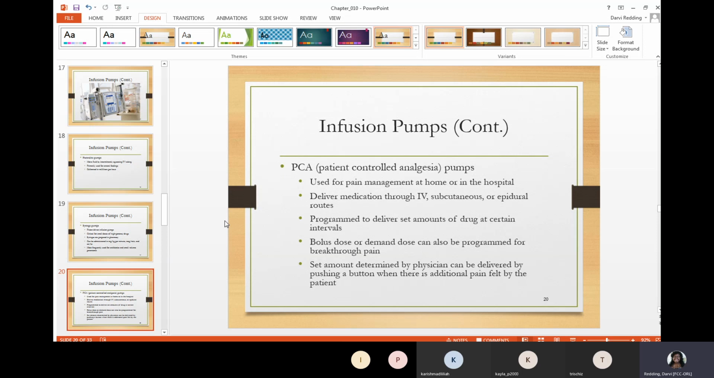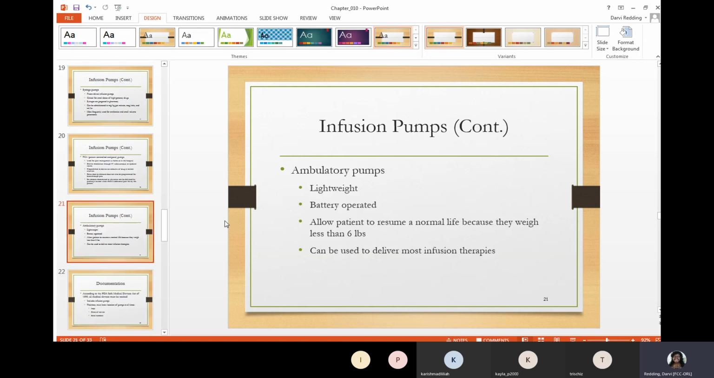Now, when it comes to the PCA pump, you have a bolus dose or a demand dose that can also be programmed for breakthrough pain. And then they also have a set amount that's determined by the physician that could be delivered by pushing a button when there is additional pain felt by the patient. So that's what I was referring to earlier when I discussed patient controlled analgesia where they can push the button so that the medicine can come to them. But again, that's programmed, so they can't just keep getting the drug. They'll be able to get a dose of the drug when they feel a certain pain, and then they can get it again at another interval.